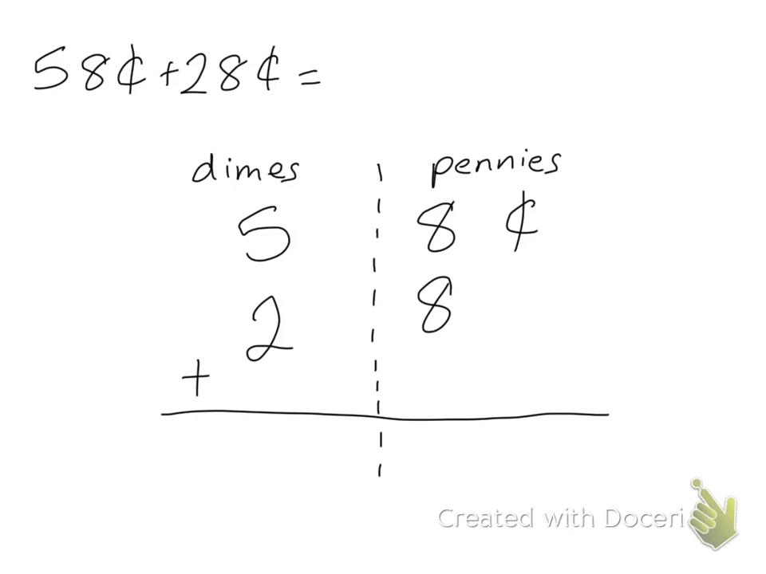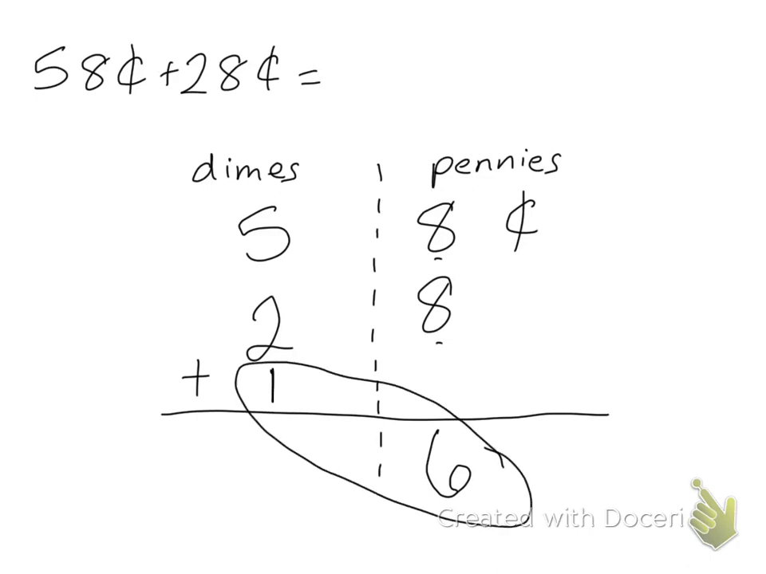So let's add the money amounts. What do we add first? We add the pennies. So 8 pennies plus 8 pennies is 16 pennies. Do we have enough to trade for a dime? Yes, we do. So we're going to write the dime that we traded below the dimes column, and the extra pennies we have after we traded comes down here below our line. To double check, you can see that this number is 16. So we know that we're okay.